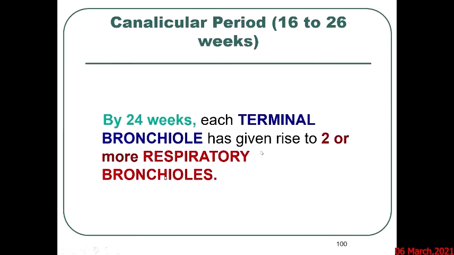By 24 weeks, that is the terminal part of the canalicular period, each terminal bronchiole has given rise to 2 or more respiratory bronchioles. So by 24 weeks, that is the terminal part of the canalicular period, each terminal bronchiole divides into 2 or more respiratory bronchioles.